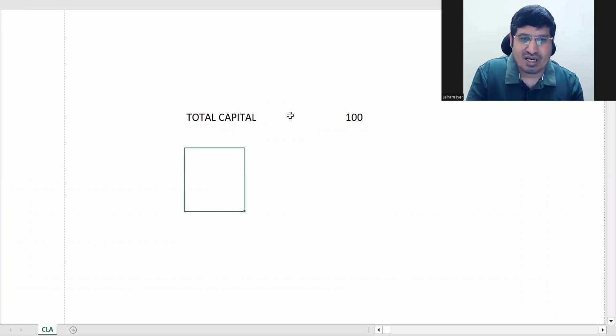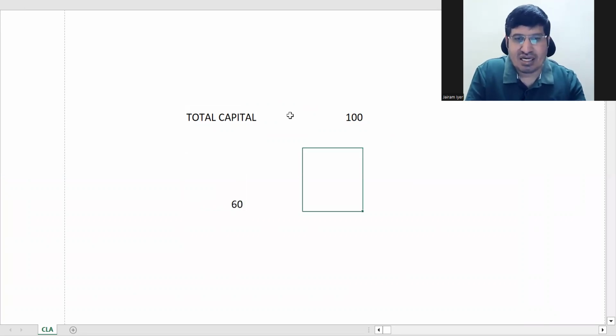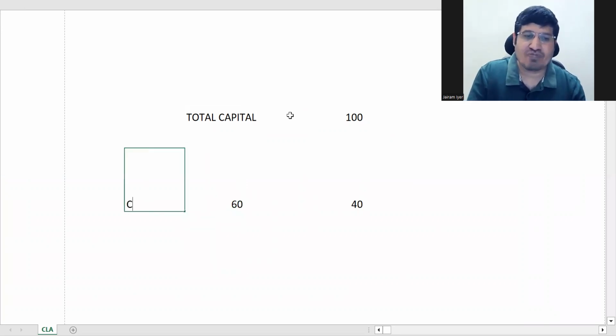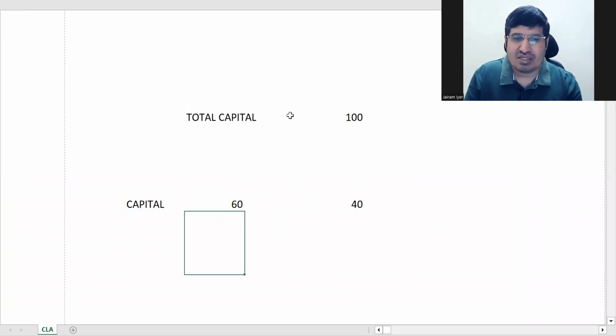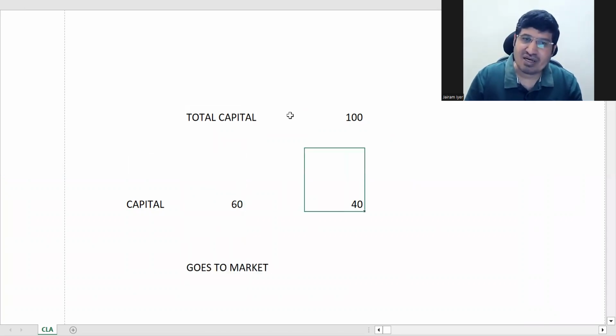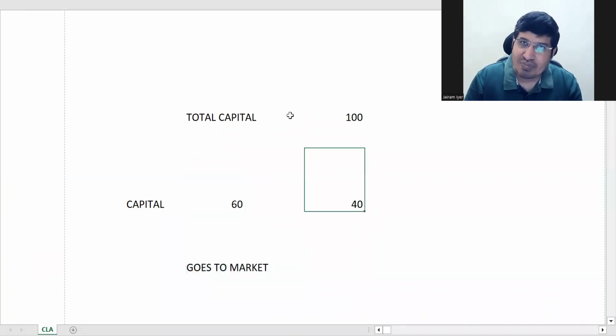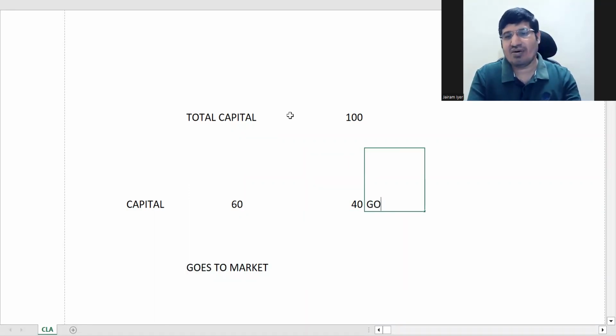And if I divide it into, say, 60 and 40, whatever I can manufacture using this capital of 40, only this much is being taken by the market. That means, I've invested 100. So had I invested only 60, and this 40 I would have kept in bank, let us say, or invested somewhere, I would have got some money out of this.